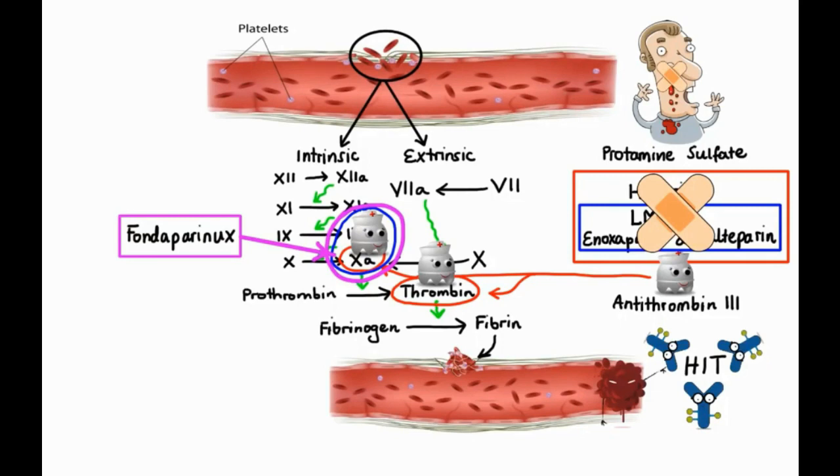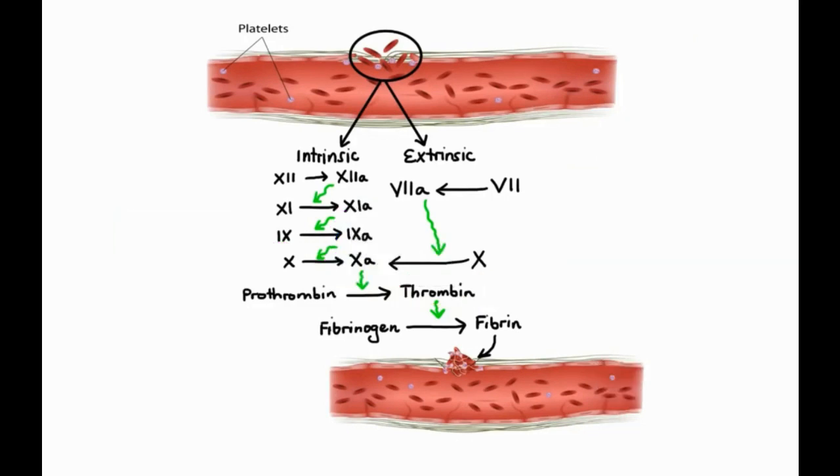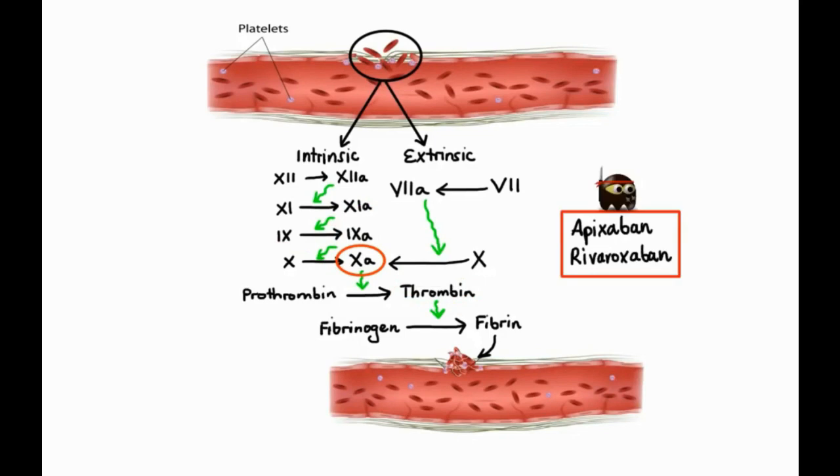There are other anticoagulants which directly inhibit factor 10A. They are apixaban and rivaroxaban. They inactivate factor 10A, thus preventing it from converting prothrombin to thrombin. The biggest advantage of these drugs is that they are available in oral form. In the same way, the side effect of these drugs is bleeding, and we have no antidote till now for these drugs.